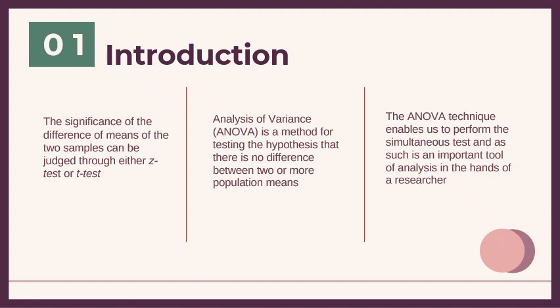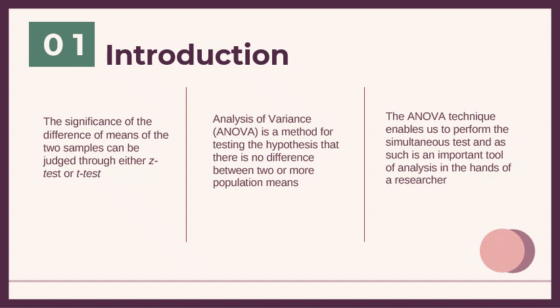It can be determined through either the z-test or the t-test that we have learned before. Now, what happens if the number of samples is more than two? That is what we cover in this topic. ANOVA is a method for testing the hypothesis that there is no difference between two or more population means. And these ANOVA techniques enable us to perform the simultaneous test.